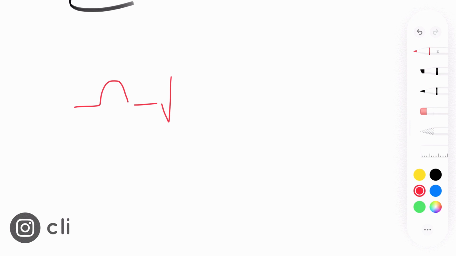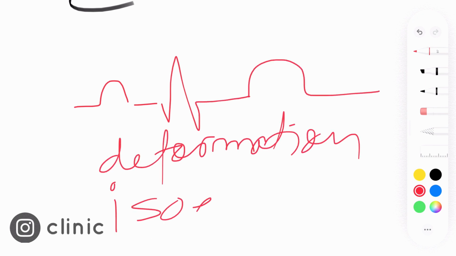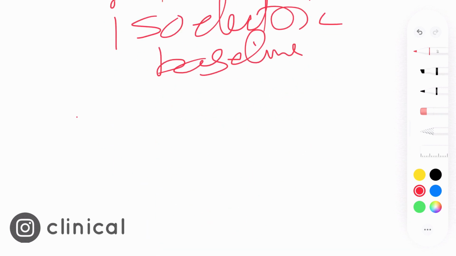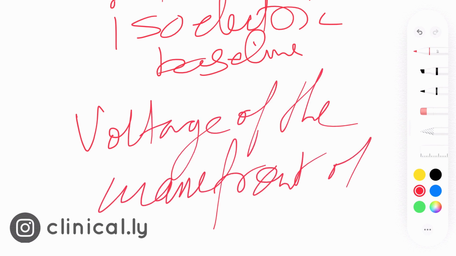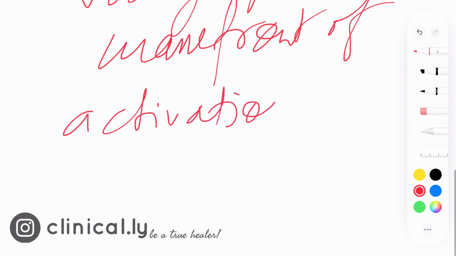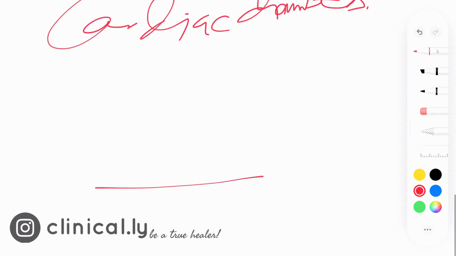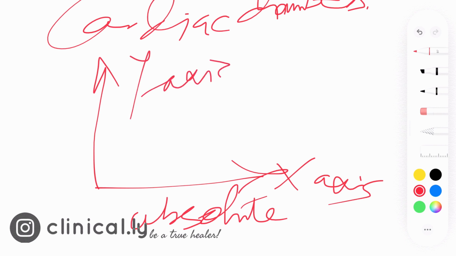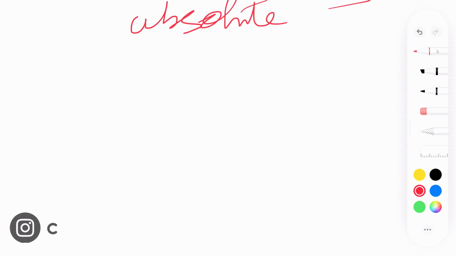Up till now, we have learned that ECG is not the recording of the electrical activity of the heart, but it is the deformation of the isoelectric baseline under the influence of the voltages of the wavefront of sequential activation of cardiac chambers. So I think this is now clear in the mind of everybody. We have also learned that in ECG, the x-axis gives us the absolute real values of the time duration, whereas the y-axis tells us the relative perceived values of the voltages. So let's begin today's talk and dive deep into the ECG.